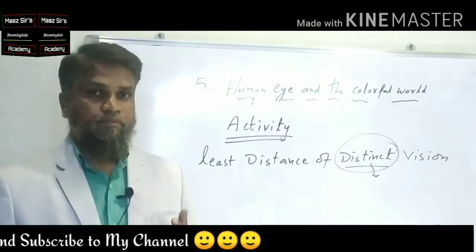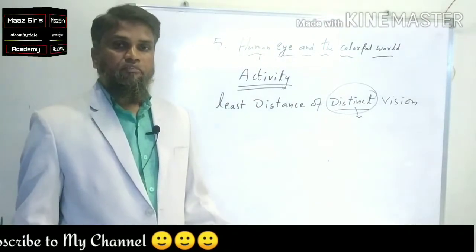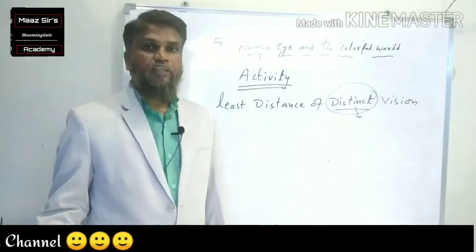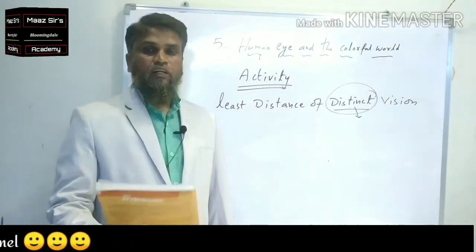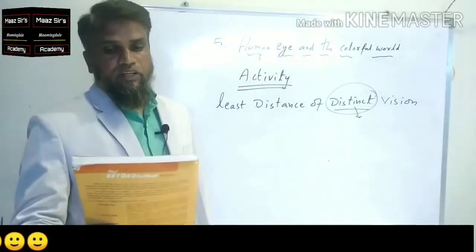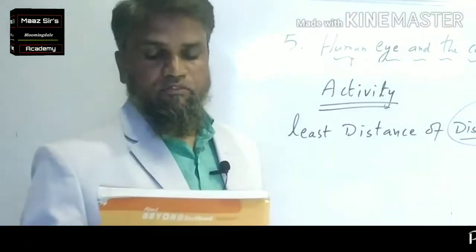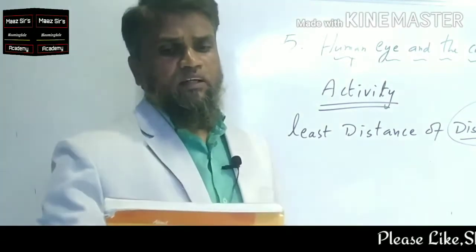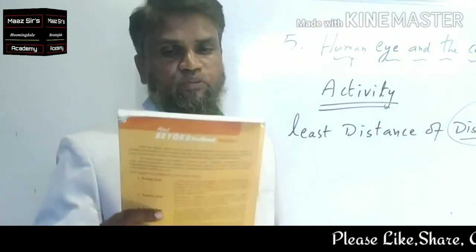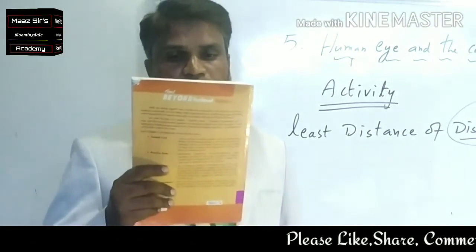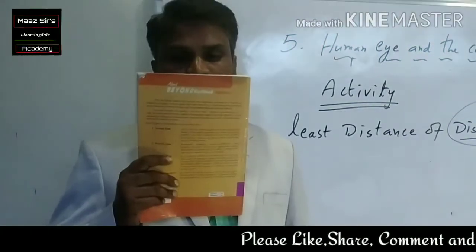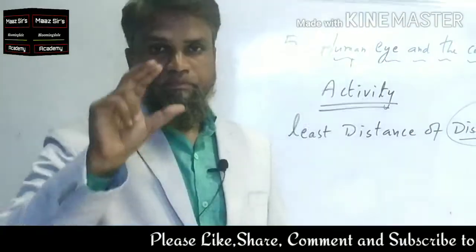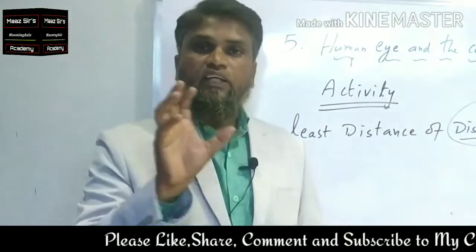Now we have to do one activity to understand the concept of the human eye and how it functions. For doing this activity, we need one of your friends to help us. We need one reader so that we can look into it and read something. For example, I am reading at this particular moment, but slowly I have to bring this reader towards my eye. When I bring this reader towards my eye, what happens? Slowly the letters will become blurred. That means they will not be clearly visible.